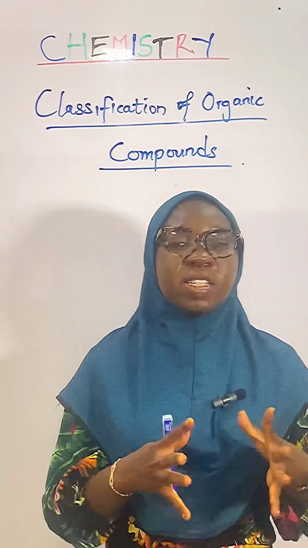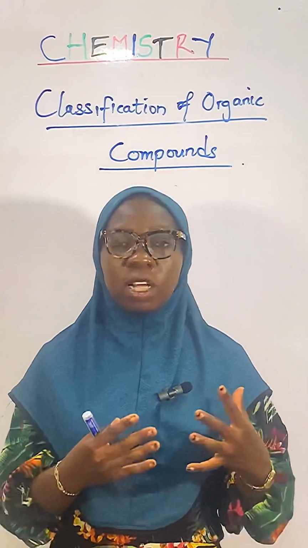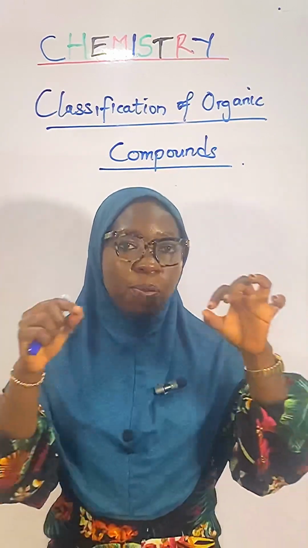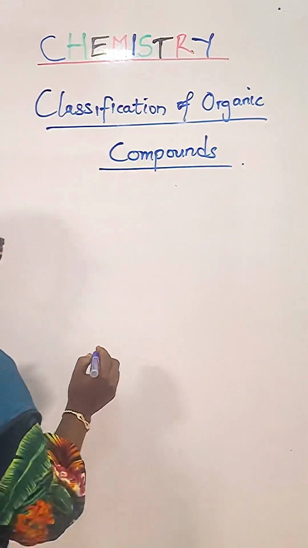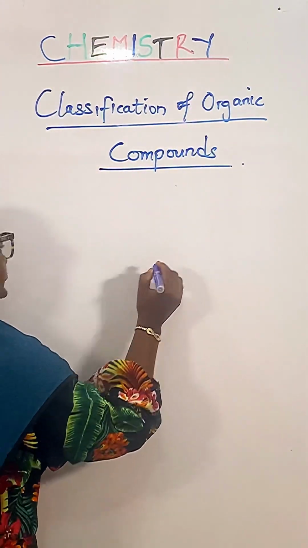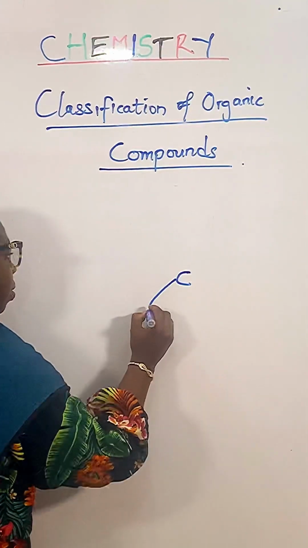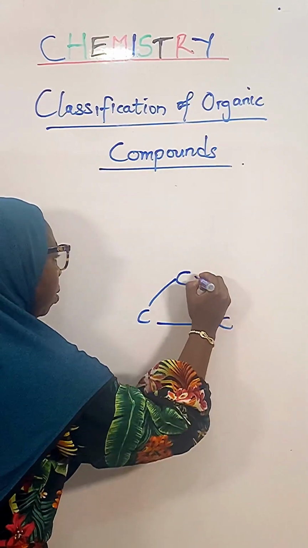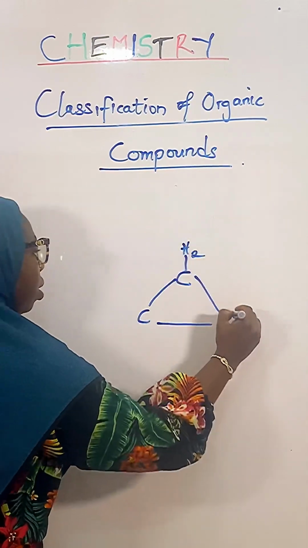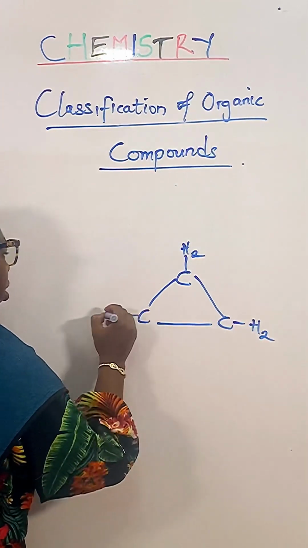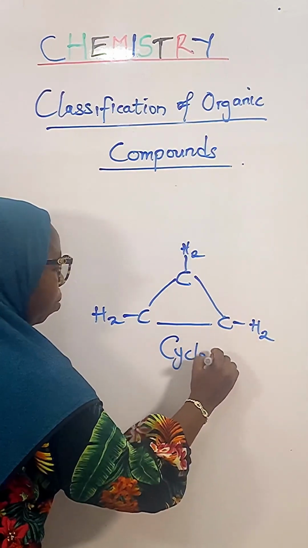When we say cyclic compound, they are organic compounds in which the carbons are linked together to form what we call a loop or ring. What do we mean by that? Let me give you an example of cyclopropane. Cyclopropane looks like this. Then we have H2 here, H2 and H2. This is an example of a cyclopropane.